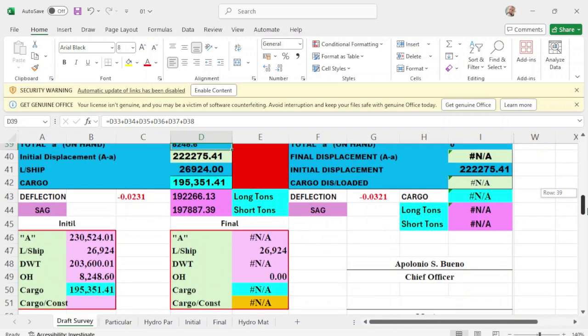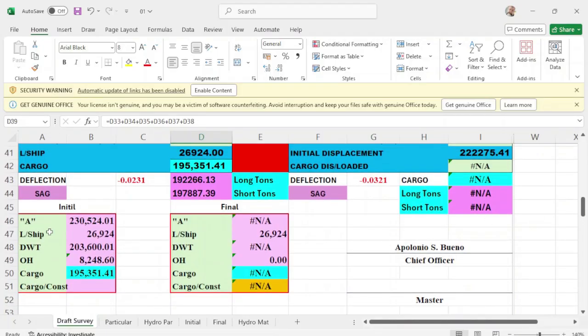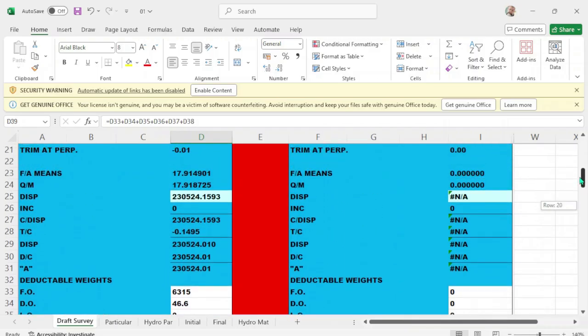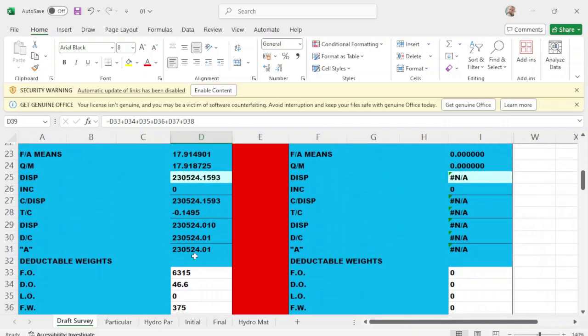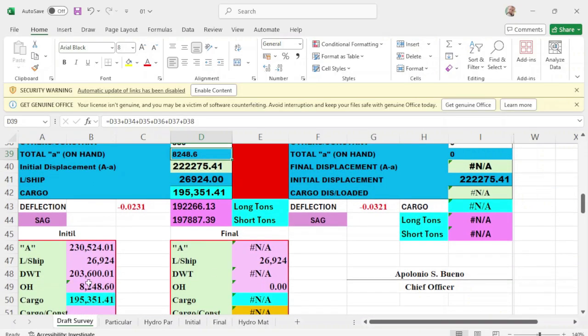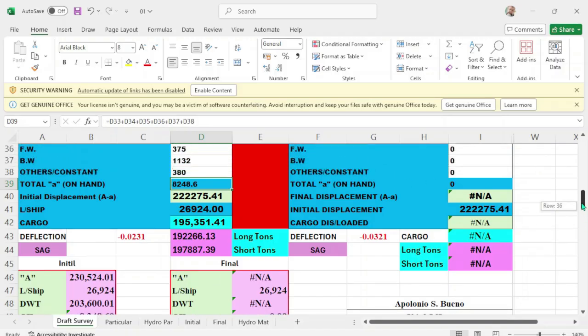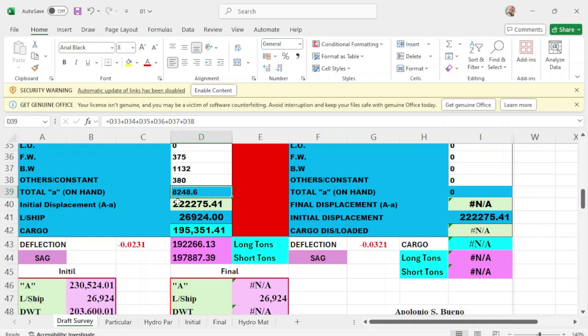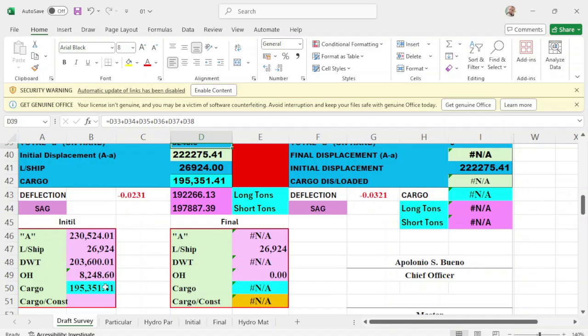This is how you check your cargo from displacement. That is A, which is this one. And your displacement minus your lightship, that will be your deadweight, and put your ROB. Your ROB, or on board weight, is 8248.6, which is this one, and your cargo is 195351.